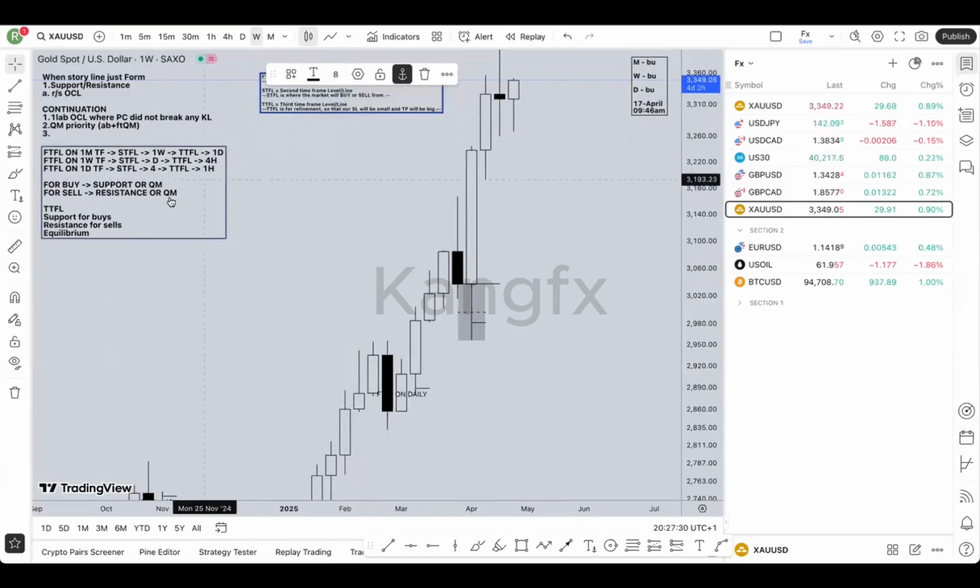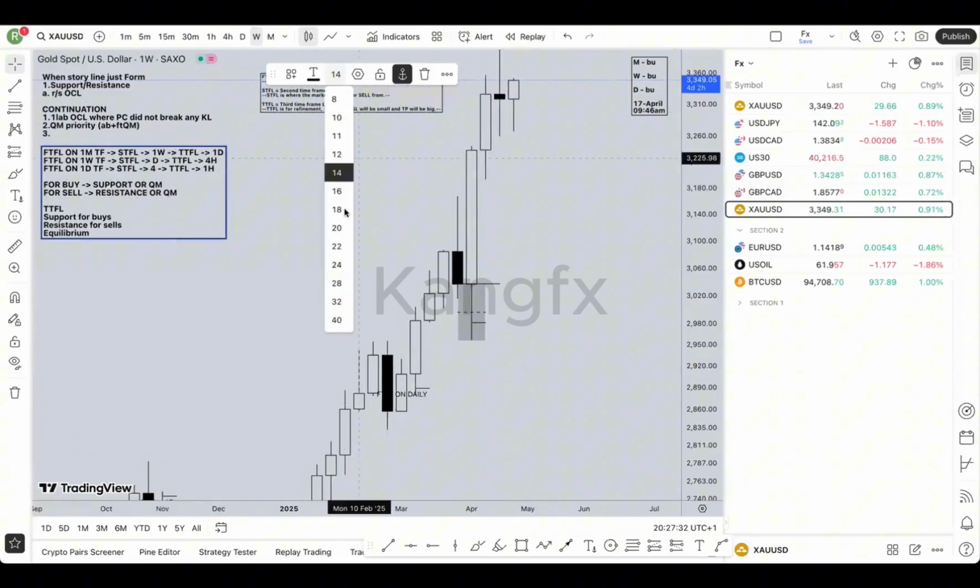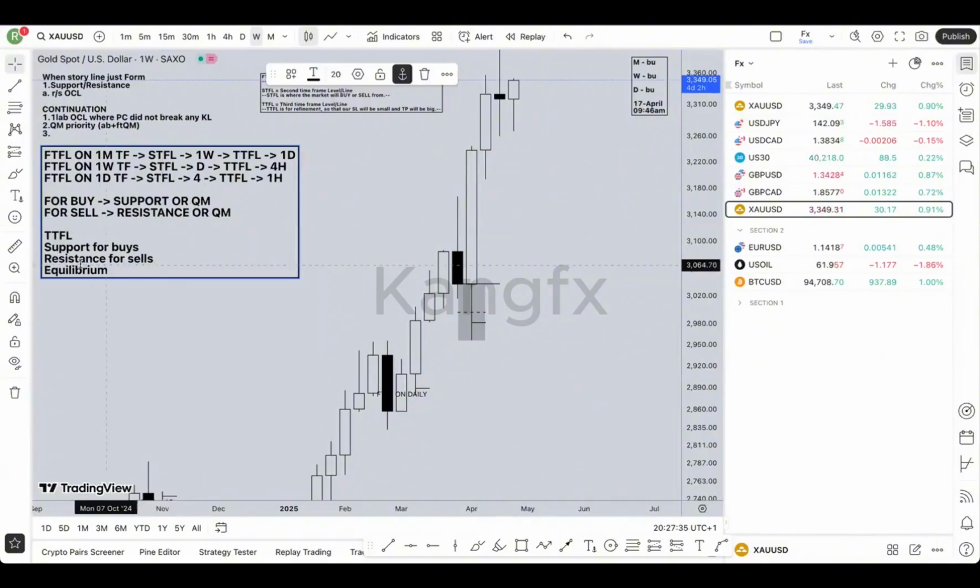And in TTFL, the key levels we look for are supports for buys, resistance for sells, and equilibrium. These are the only three things we look out for when we are on the TTFL. That's the third time frame level, or third time frame line.